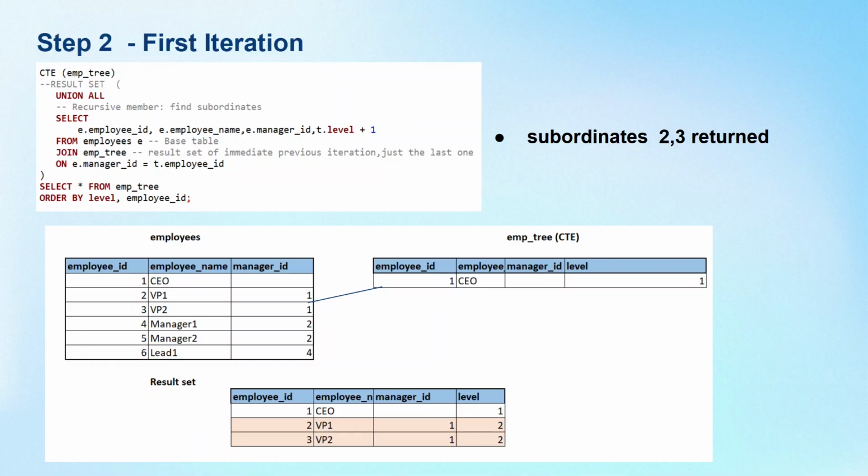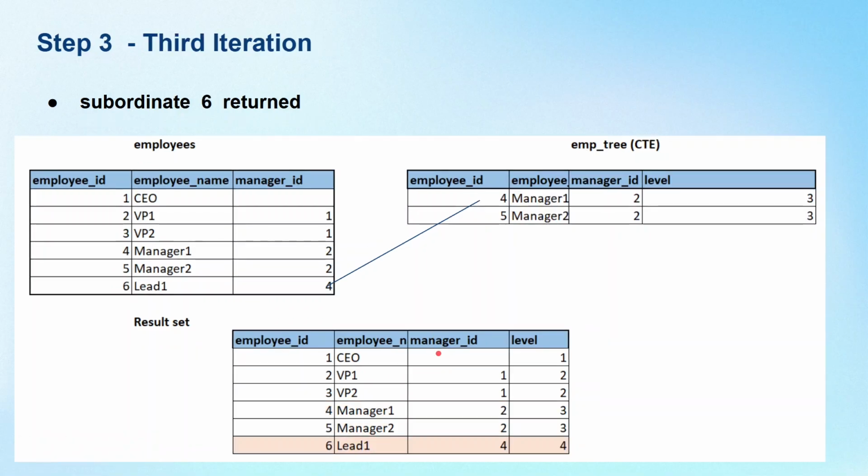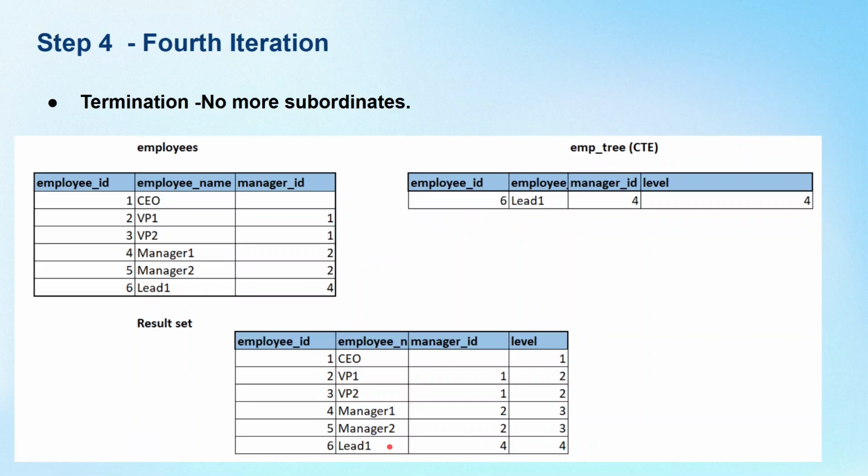Now we move on to the next iteration. This working set is joined to the base table and we get two more records, that is employee ID 4 and 5. Now at this point the result set contains 5 records and the working set will contain these two records which are shaded. In the next iteration, again the same thing happens, the base table gets joined to the working set and we get one record as output of this join, and this is the one, and we move on to the fourth or the final iteration.